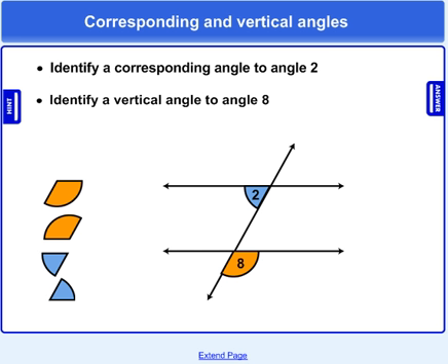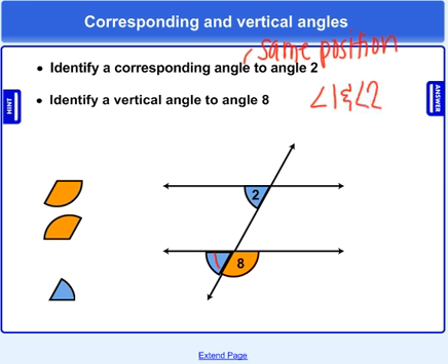Okay, so what we want to do is identify a corresponding angle to angle 2. We know that corresponding means the same position. So we want an angle that's in the same position as angle 2, which means if it's below the line, we need another angle that's below the line. So angle 2 is below that parallel line and on the left. So another angle that's below the parallel line but to the left. Okay, and we know that corresponding angles are congruent, is this blue line. I'm going to go ahead and mark that angle 1. So I can say that angle 1 and angle 2 are corresponding. Okay, so they're both below that parallel line and to the left.